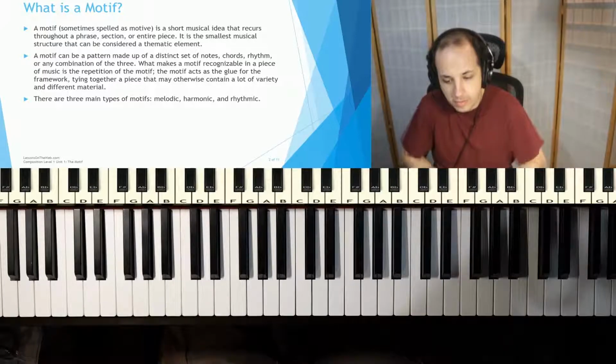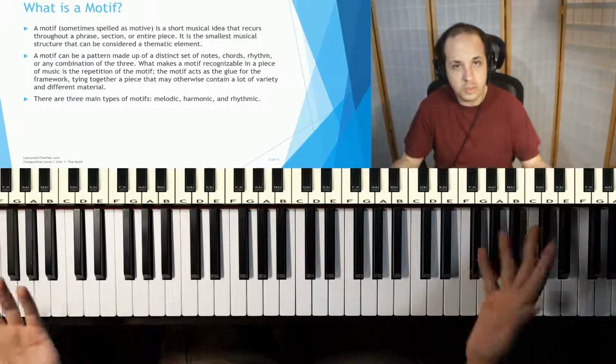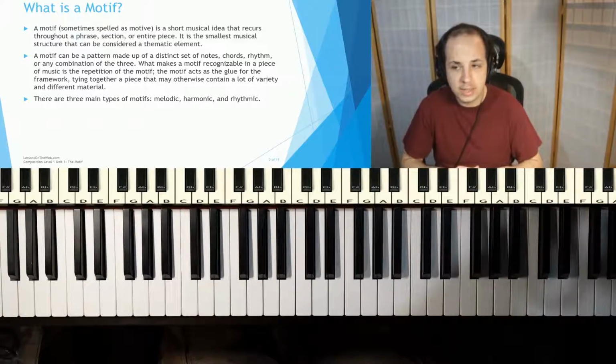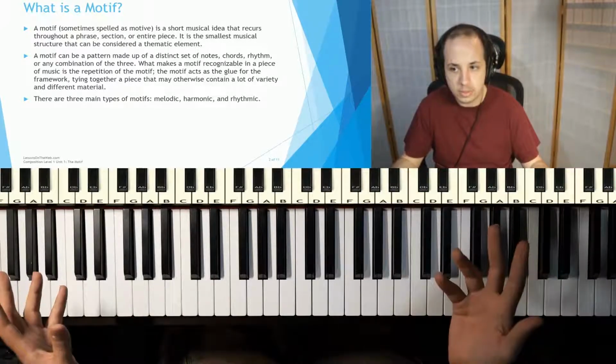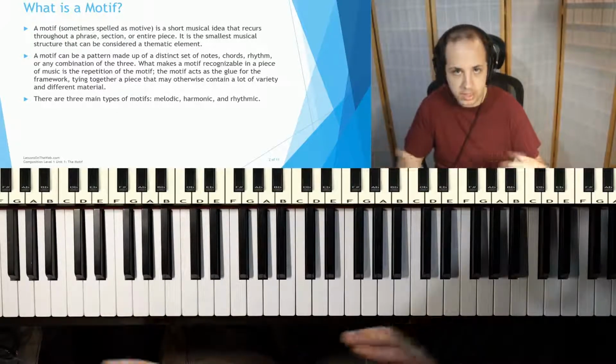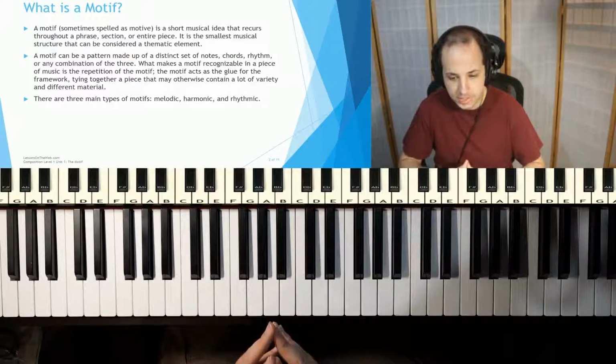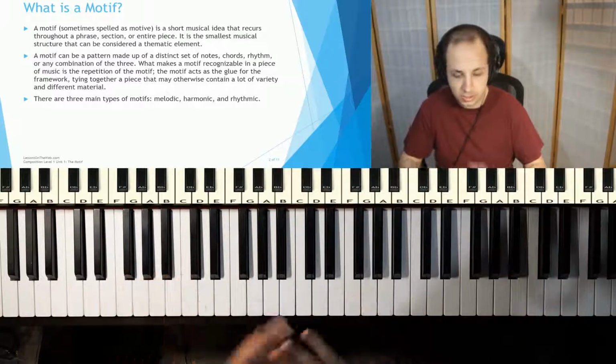So what makes a motive recognizable in a piece of music is the repetition of the motive, right? So it has to be repetitive. The motive acts as the glue for the framework, tying together a piece that may otherwise contain a lot of variety and different materials. So if you've been writing songs up to now in my other music theory courses, you may notice that they might not have structure like a lot of other songs where you have repeated sections, repeated ideas. So that's really what we're combining into this course for our compositions.